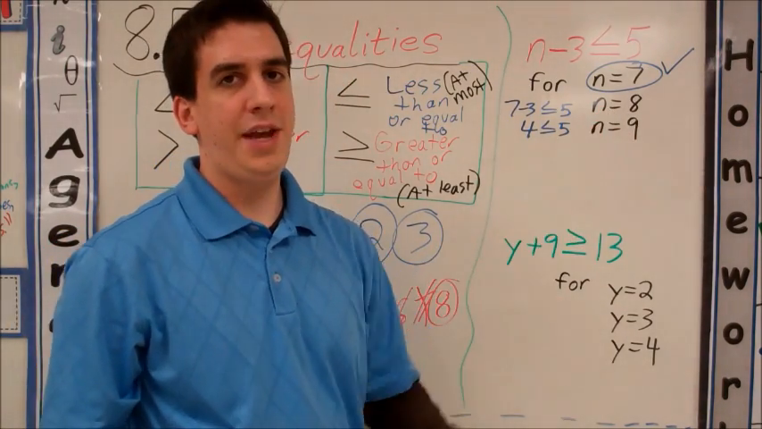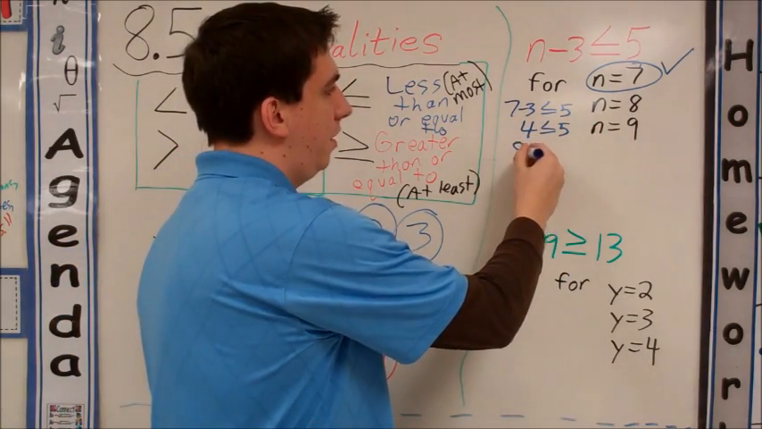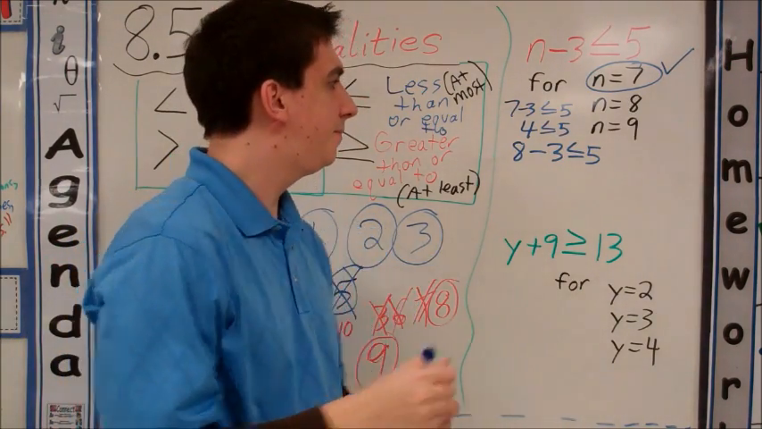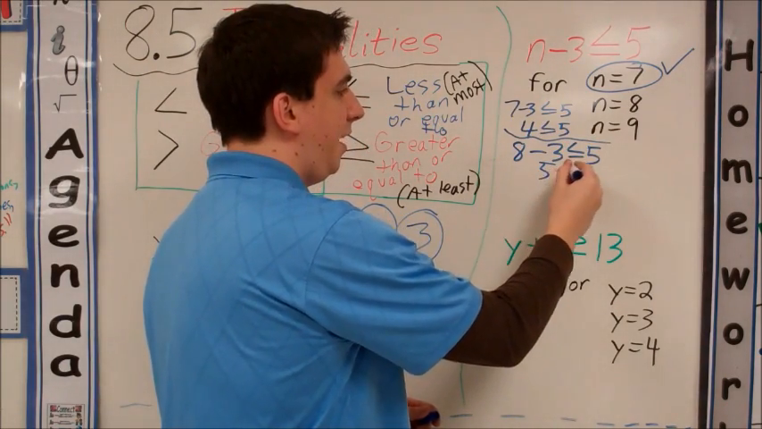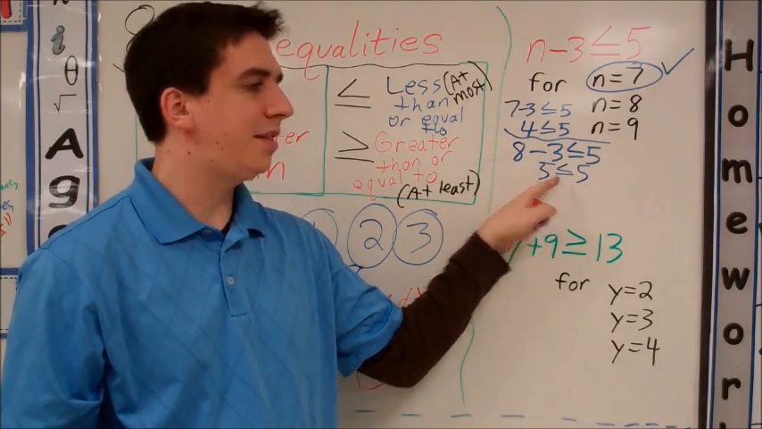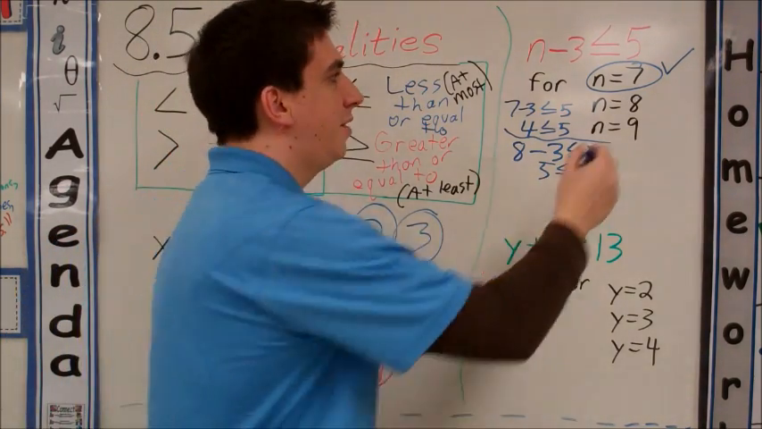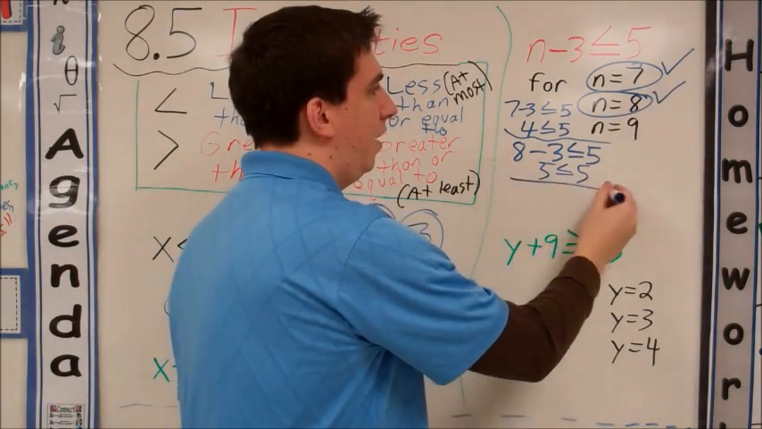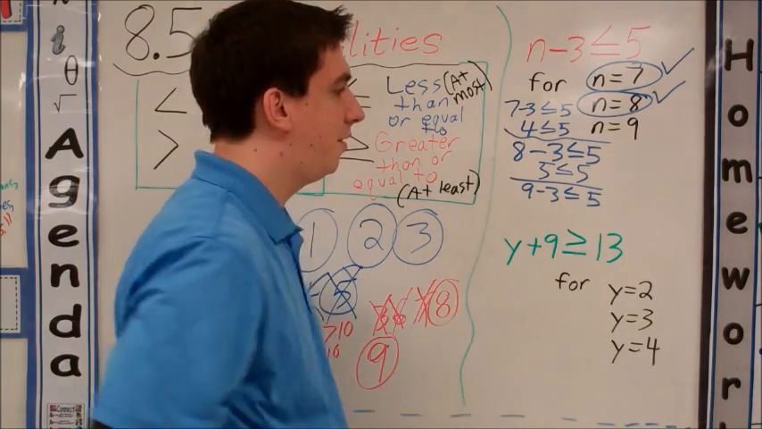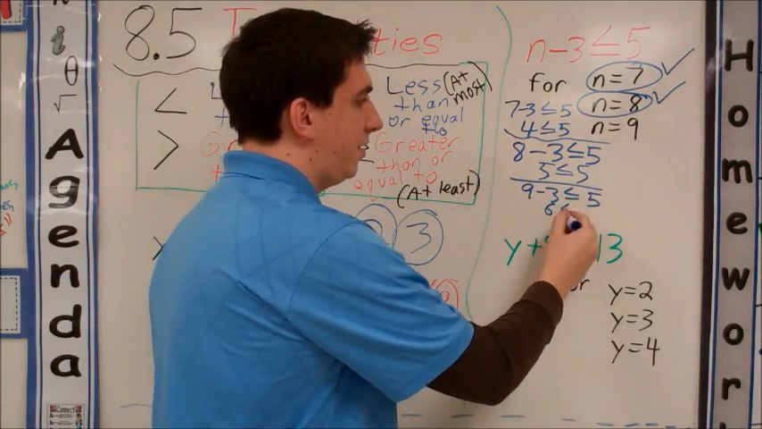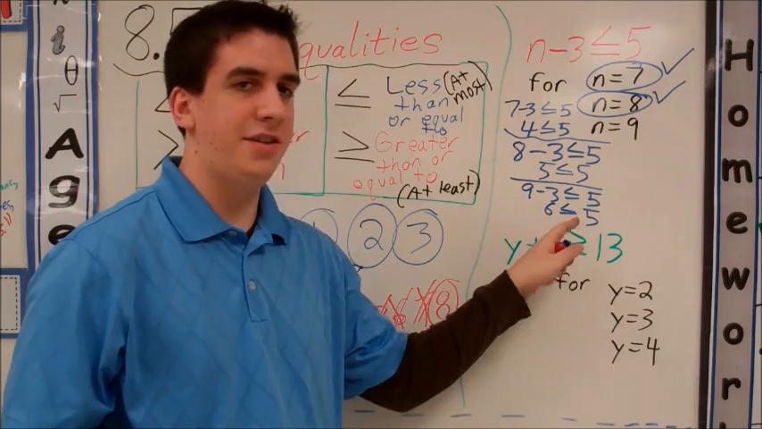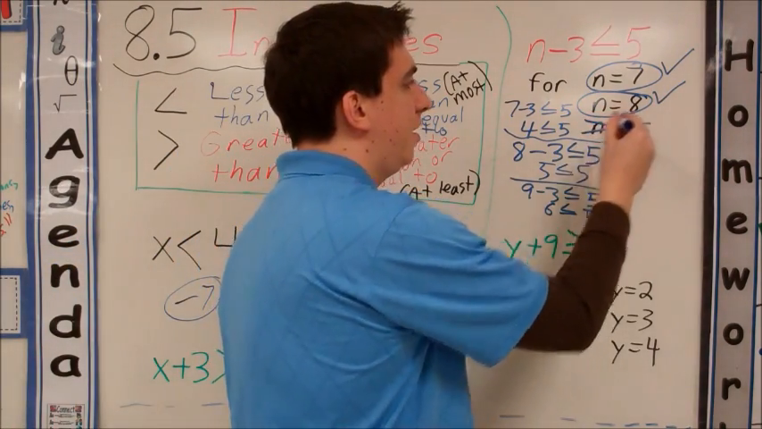What about our next one? n equals 8. Let's plug in 8. 8 minus 3, is that less than or equal to 5? 8 minus 3 is 5. Is 5 less than or equal to 5? Because we have that little equal sign on the bottom. Yes, it is equal to 5. So 8 checks out also. Finally, n equals 9. 9 minus 3 is less than or equal to 5. Let's try that out. Is 6 less than or equal to 5? 6 isn't less than 5, and 6 sure isn't the same as 5. So n equals 9 does not work.